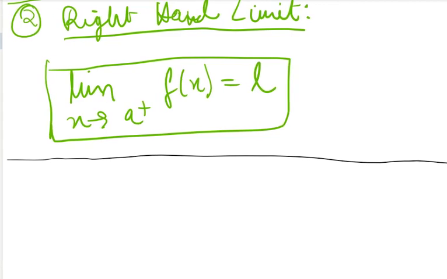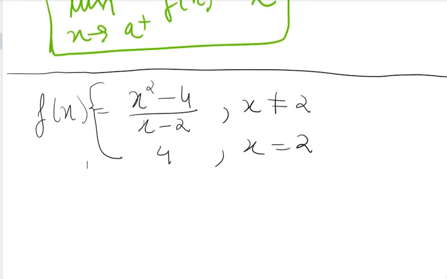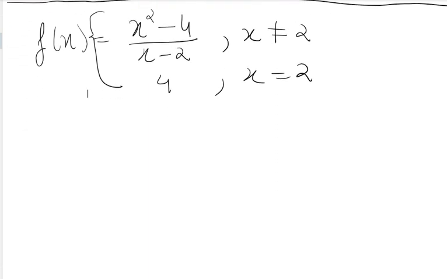Okay, so I'm going to take a function f of x is equal to (x square minus 4) divided by (x minus 2), and x is not equal to 2, and of course it will become 4 when x is equal to 2. So let's find the left hand and the right hand limit for this function. Okay, so let's write left hand limit.